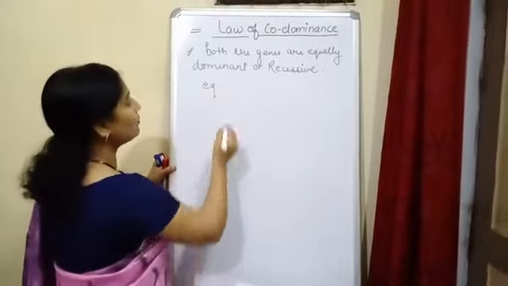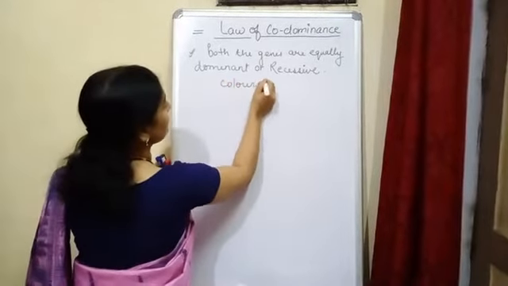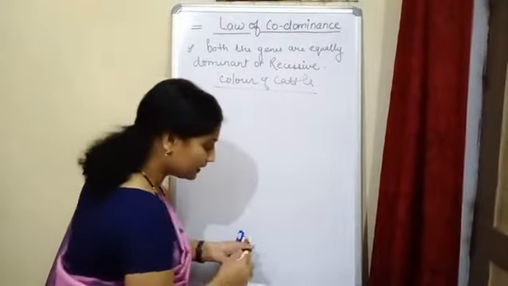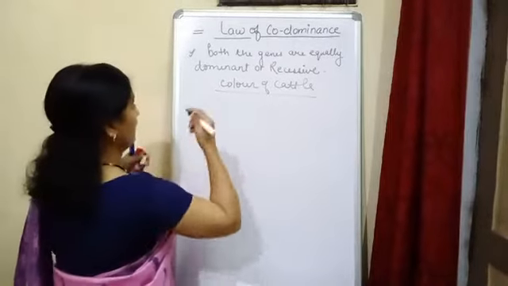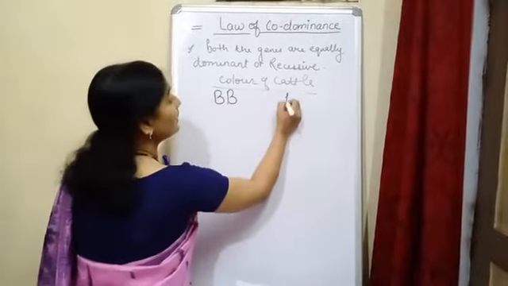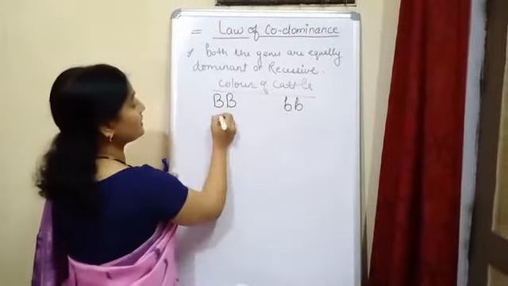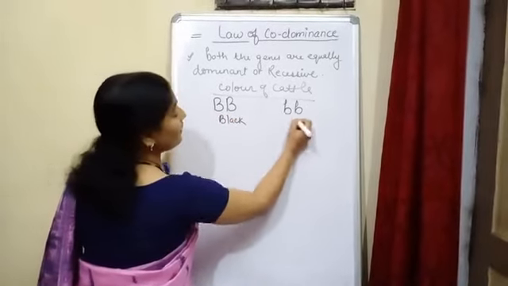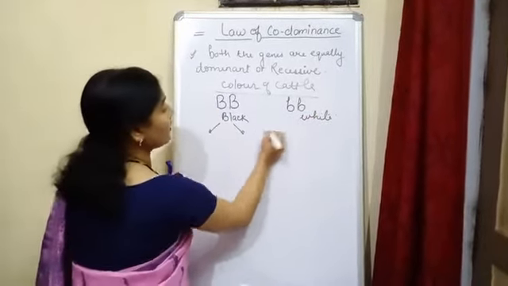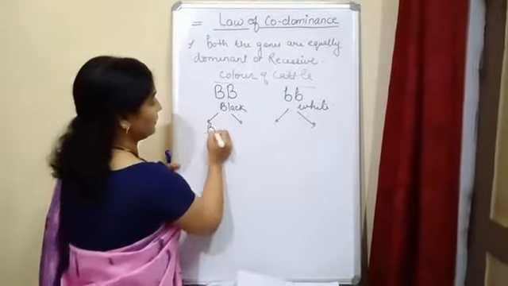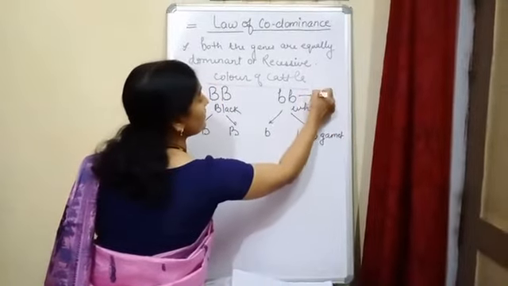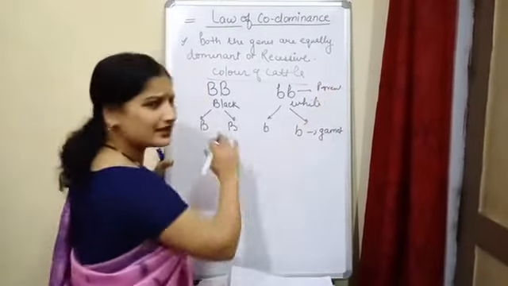Clear? Now see, we can understand this by making the Punnett square. Suppose we talk about the color of the cattle, and suppose black color is dominant. So we will write black with capital B, and its contrast will be white, so we will write white with small b. Clear? Now what to do? We have to prepare the gametes. We will prepare the gametes like this. Suppose this is the parent generation.